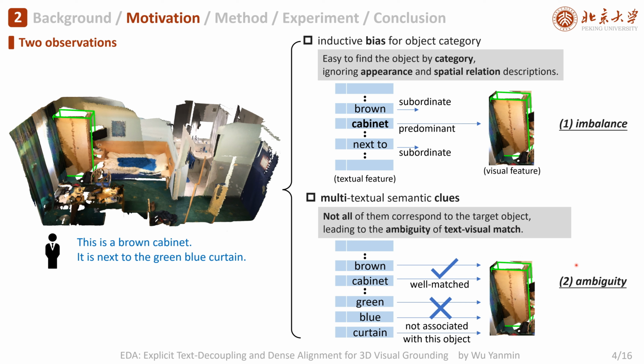Another observation is the ambiguity in cross-modal feature matching. A common approach is to match sentence-level features with individual target objects. However, a sentence often contains multiple semantic cues, some of which may match the target object, while others may not describe it. This sentence-level and coupled features can lead to ambiguity in the visual textual matching process.